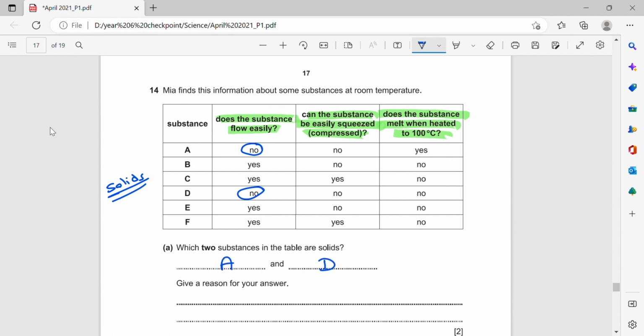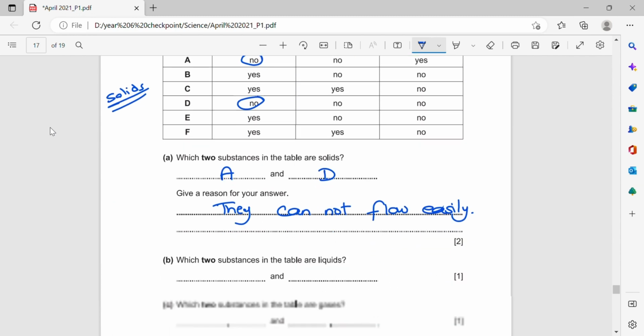Okay. Give a reason for your answer. What do we say? That they cannot flow easily. Both of them cannot flow easily. That's why we said these are solids.